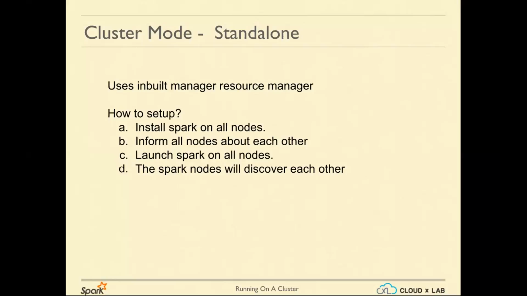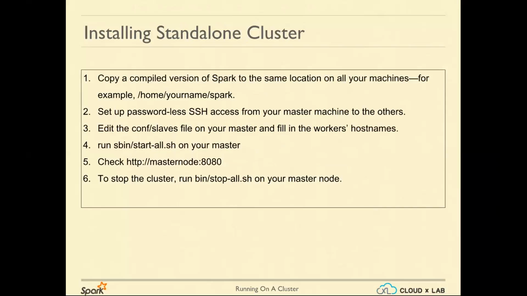So this is called standalone mode. This is rarely used. Mostly people use either their own Hadoop cluster or their Amazon instances. Those of you who are interested, we can discuss it offline and try it offline. All we need to do is copy a compiled version to the same location on all of the machines, set up passwordless SSH access from your master machine to the others, edit the conf slaves file on your master and fill in the workers' host names.